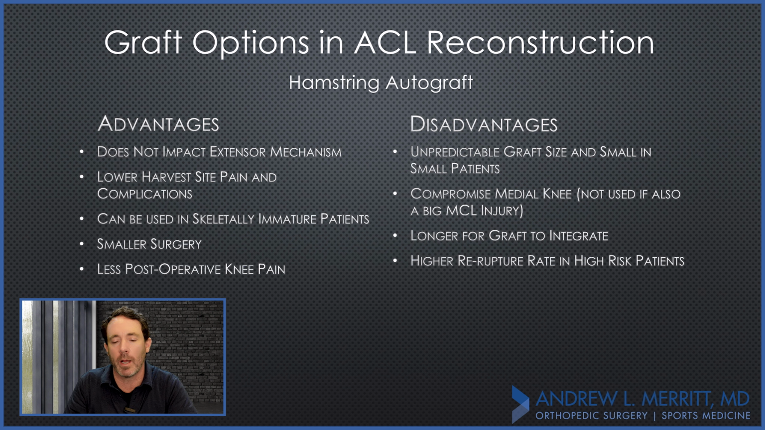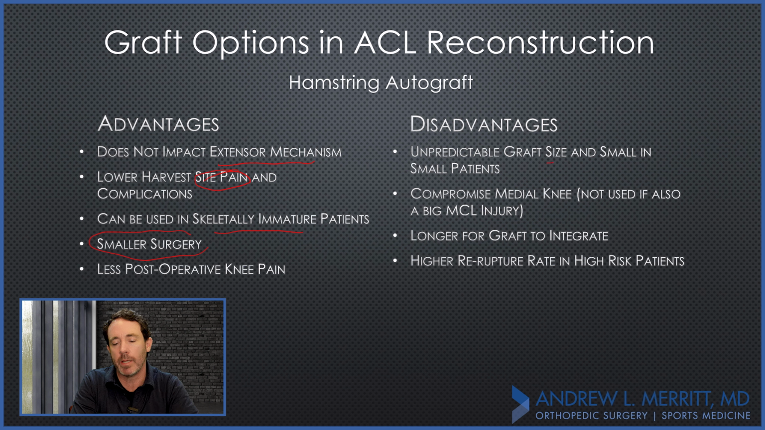A hamstring autograft is where we take the soft tissue that we talked about that wraps around the knee. Does not impact the extensor mechanism, so the quad. One of the big things that we see before surgery and after surgery is how much the quads shut down from the ACL surgery, or just the injury and then the surgery. And this has no effect on that since you're not touching the quad or the patellar tendon. The harvest site pain is quite minimal, very rare to have residual hamstring pain in the back of the leg. It can be used in skeletally immature patients. I consider this a smaller surgery, quicker, and just less intense than a patellar tendon graft surgery, so less postoperative knee pain.